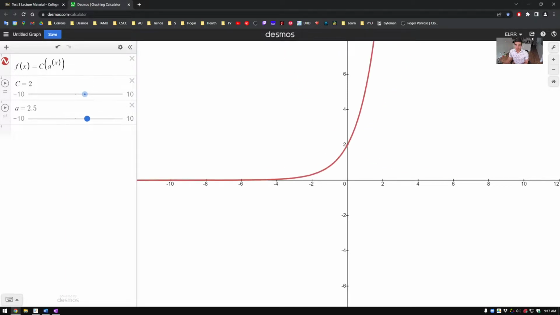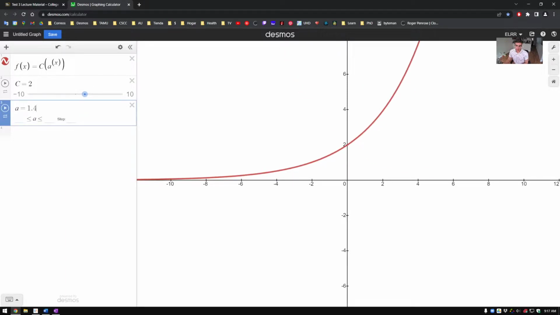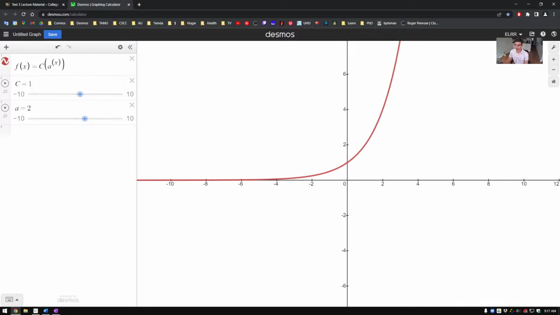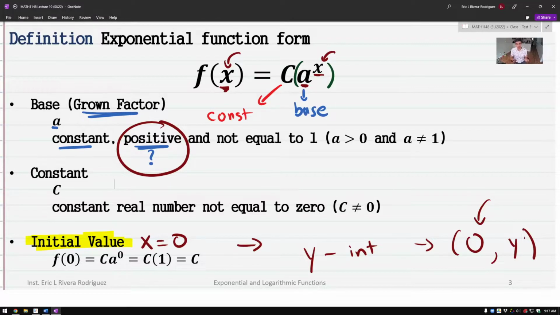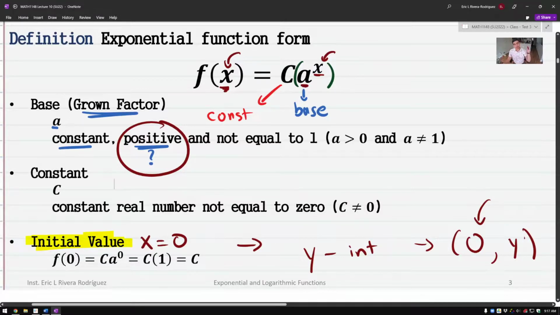Let's continue. Let me put this equal to 2, because we are going to get back to this. Okay, so we have seen that A indeed cannot be a negative value. Okay, but why is that? I will let you explore that. If you have a guess, or you find the reason why A cannot be negative, please share that with me. Okay.